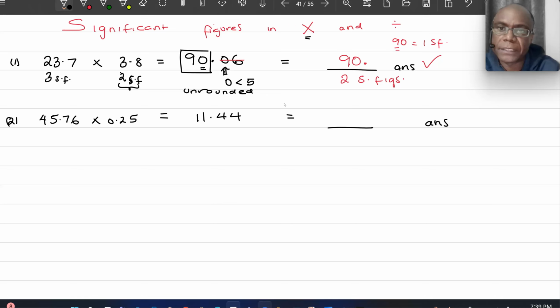Now, how do we report it? It's a multiplication here. So I need to report my final answer to the same significant figures as the least significant figures in the original digits. So this is 4 sig figs, and then this one, remember we said any 0 before a true digit, true number like 1 2 3 4 5 6 7 8 9 is not significant. So this is 2 sig figs. So my answer must be reported to 2 significant figures.